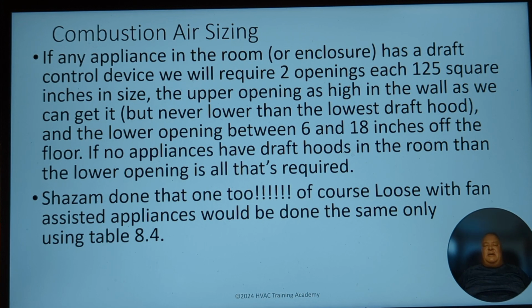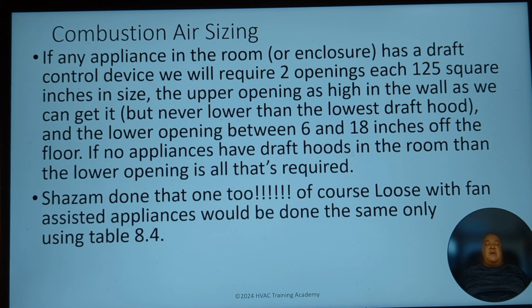If we have any natural draft appliance in that room, we need 2 openings the same size. In this case, they'd be 125 square inches each. The upper opening will be as high in the wall as we can possibly get it, but never lower than the lowest draft hood in the room. The lower opening always has to be between 6 and 18 inches off the floor.